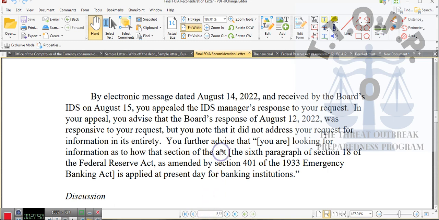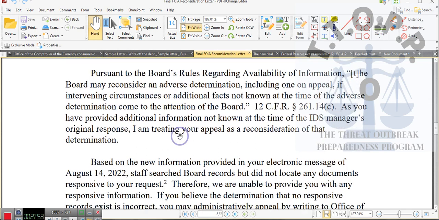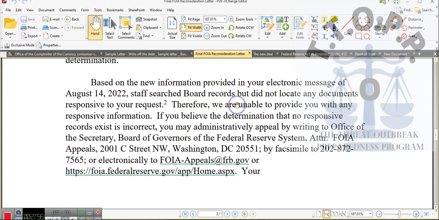Well, I want you to pay attention. I didn't say this. She said it. These are her words. We're unable to provide you with any information. If you believe that the determination that no records exist is incorrect, okay, then she says, we did not locate any documents responsive to your request. Now, I'll put responsive there because it's appropriate, but responsive records, that's not appropriate there. That word doesn't make any sense. It doesn't go with records. We didn't locate any records.